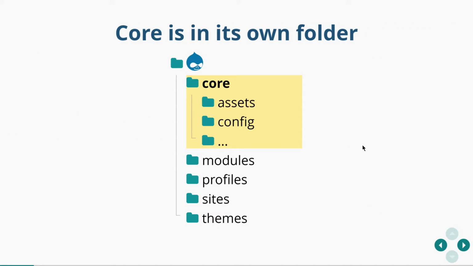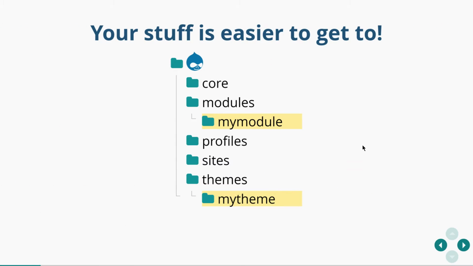So, file organization. Thank God we finally have a folder that has all the stuff that you can't touch so that you're less tempted to go and mess with core. So don't touch this, but everything else, it's all you. So now your stuff is a lot easier to get to. So my modules are just off doc root in the module folder. My theme is in the themes folder.